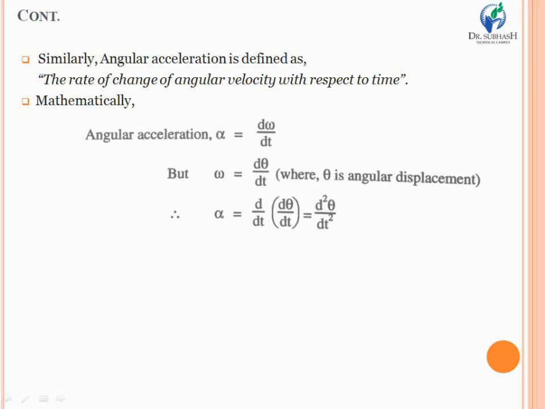But we know that angular velocity is defined as the change in angular displacement with respect to time. So put that value of omega in this relation and simplify: you get d by dt into d theta upon dt. So angular acceleration alpha becomes d square theta upon dt square. This is the linear acceleration and angular acceleration, their definitions and mathematical relations.